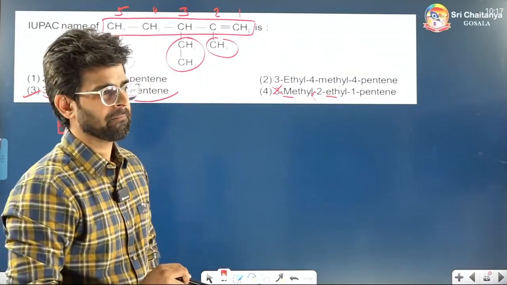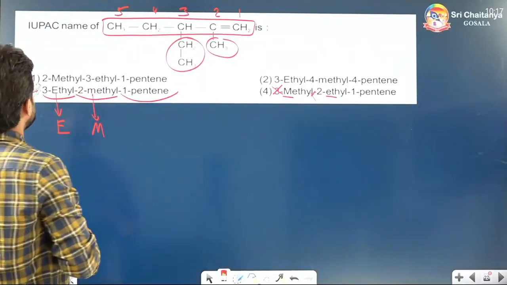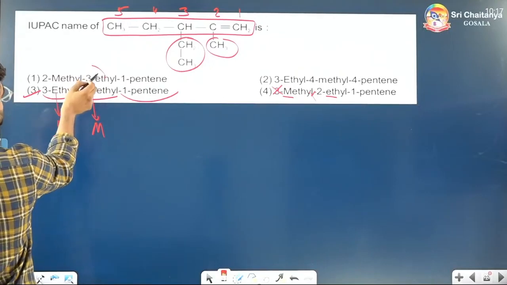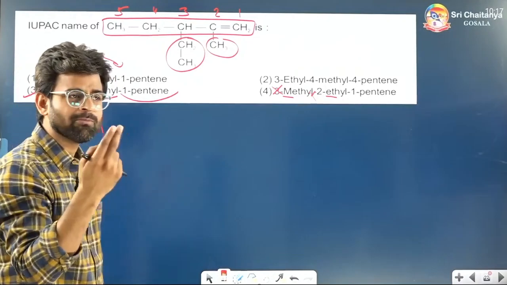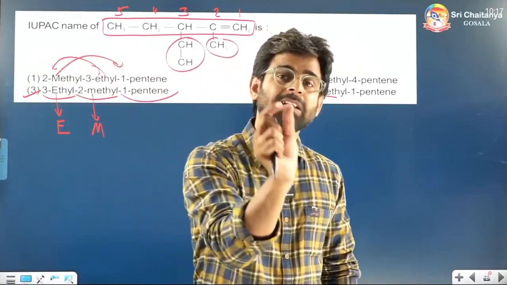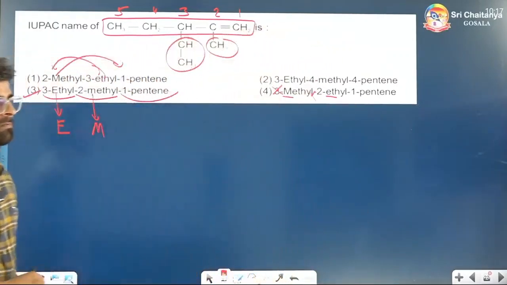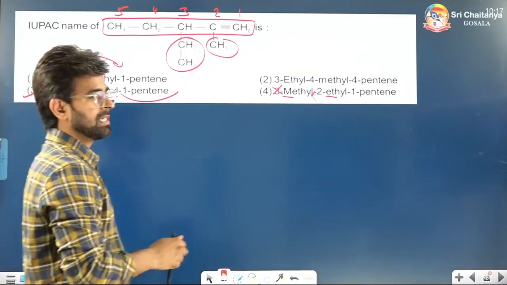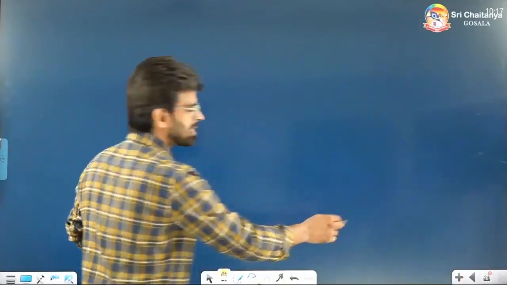Ethyl, E first, then methyl. Okay? Very good. Why is the first wrong? Beta, the first is wrong because I said E should come first and M will come later. In case of more than one substituent, you have to write the substituents in alphabetical order. Are we clear? I hope we are clear now. We have to follow alphabetical order.